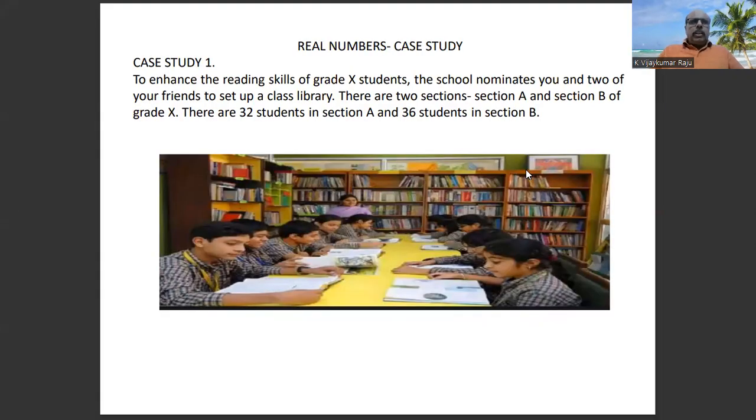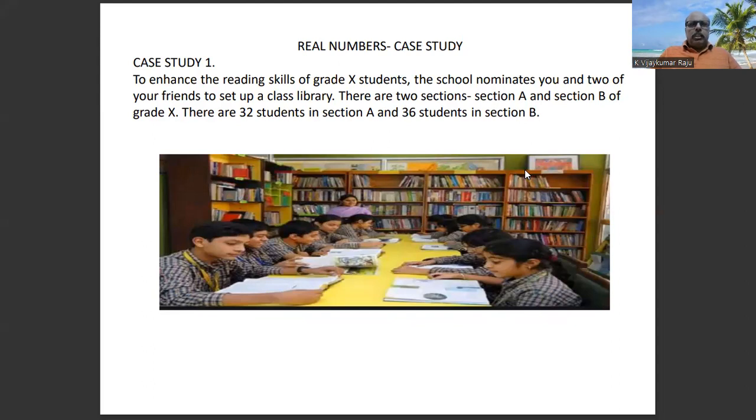To enhance the reading skills of grade 10 students, the school nominates 2 or more of your friends to set up a class library. There are 2 sections, section A and section B of grade 10. There are 32 students in section A and 36 students in section B. So this is the situation where a few questions will be asked and we need to answer them.